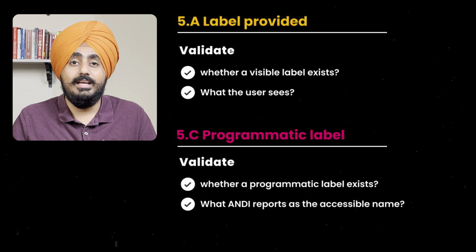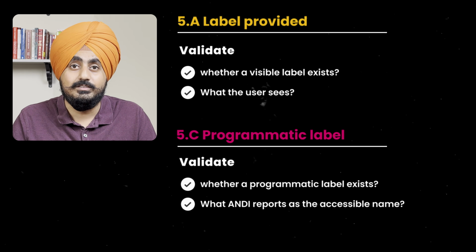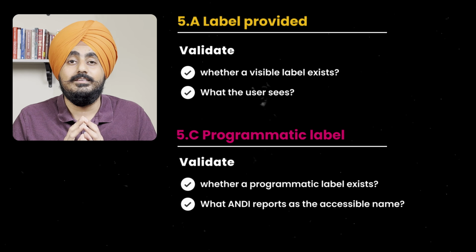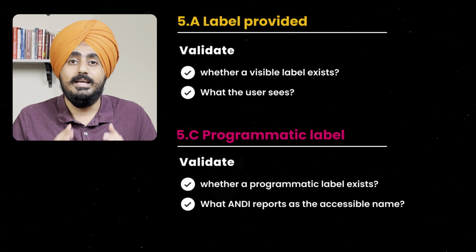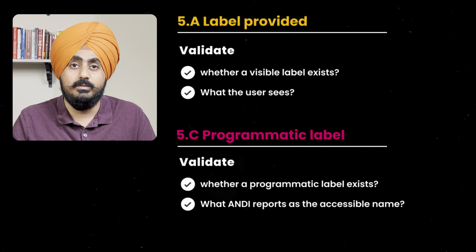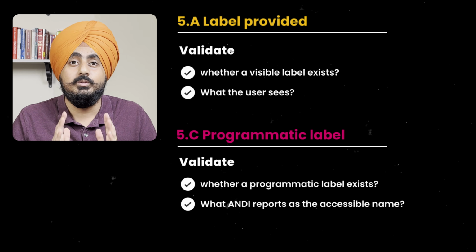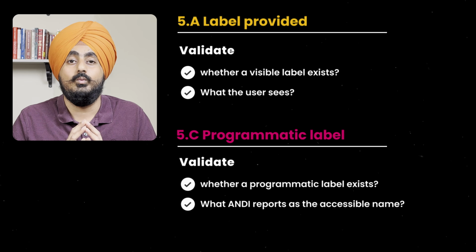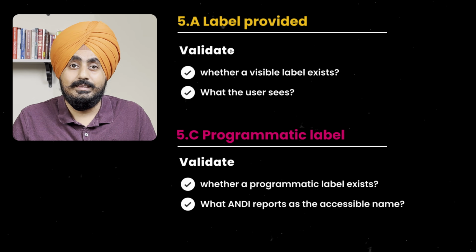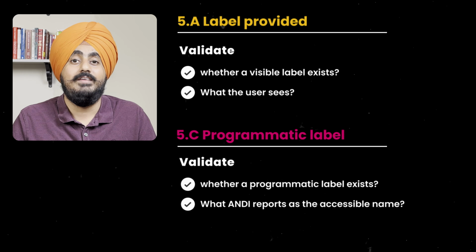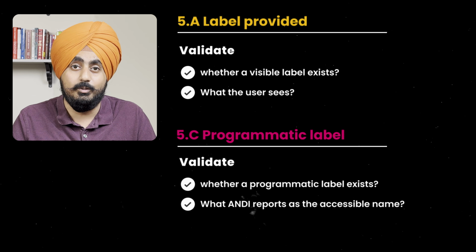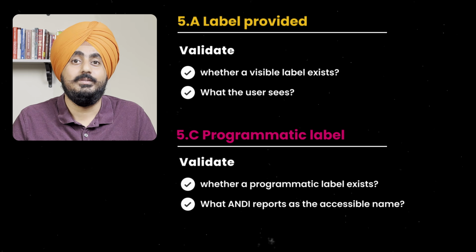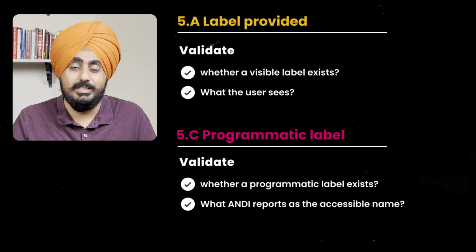So 5A is asking whether the label exists on the page. 5C is asking whether that label is linked to the input field or not. Same form fields, but 2 completely different evaluations. A field can pass one and fail the other. That same label passes 5A, but fails 5C because it is not linked properly. And DHS absolutely expects you to know the difference.